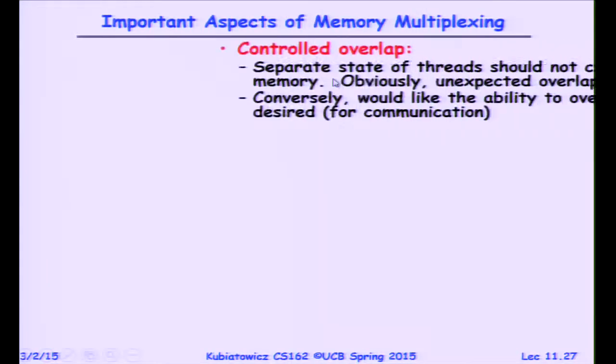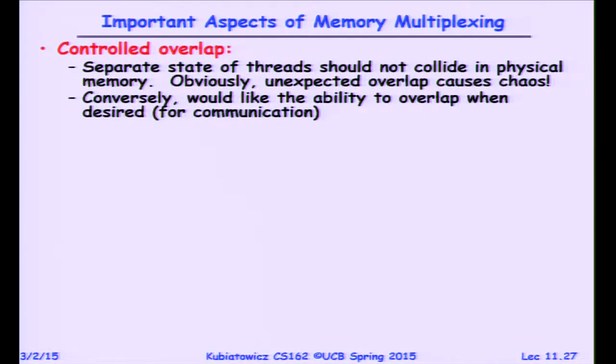Now, some important aspects of memory multiplexing in this way are three of them I'm going to mention here. One is controlled overlap. So the separate state of the threads shouldn't collide in physical memory. And conversely, we'd like the ability to overlap for communication when desired. So we really want to control when threads share memory and when they don't. And that's going to be partially the process of being careful when we place our stacks and so on, so the threads are not running over each other. And then later, it's going to be how to control the mappings of memory so that threads in two different processes can talk to each other in a controlled way.